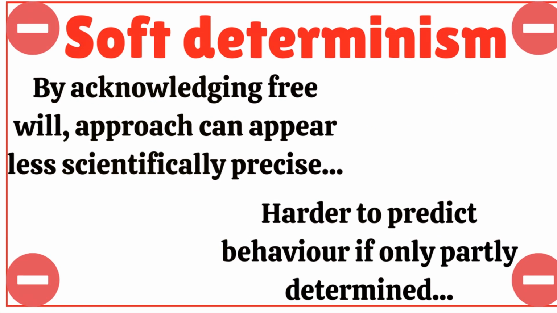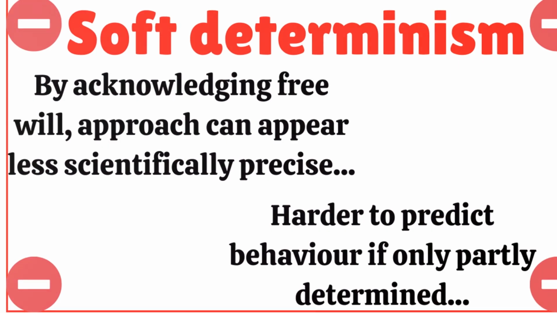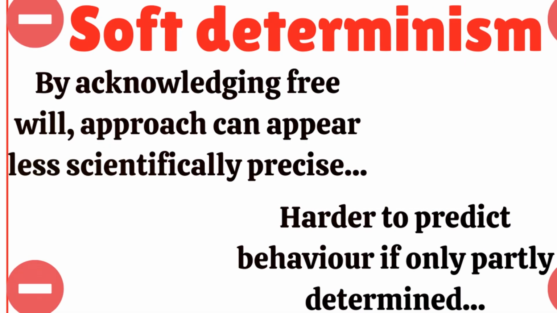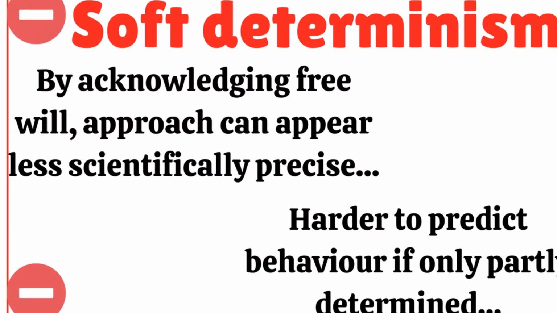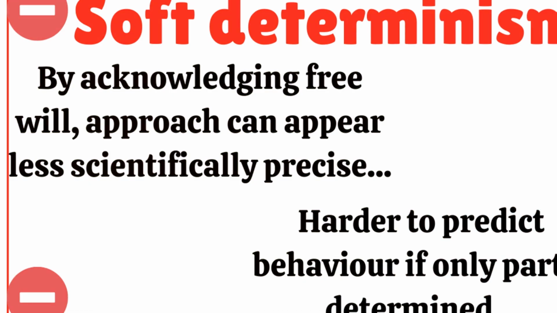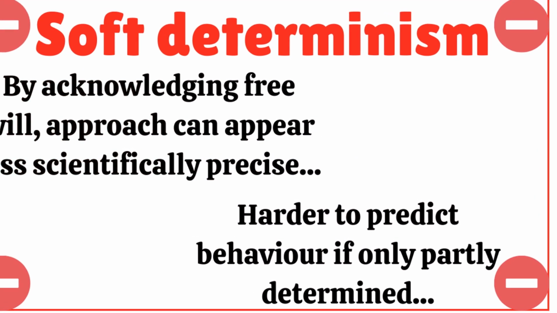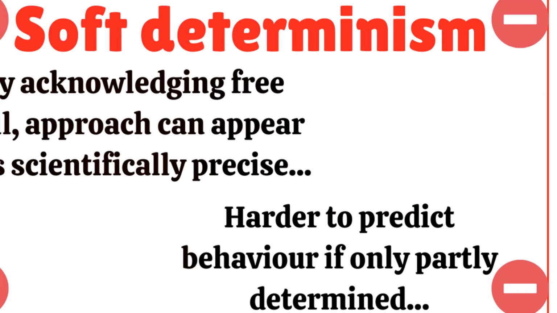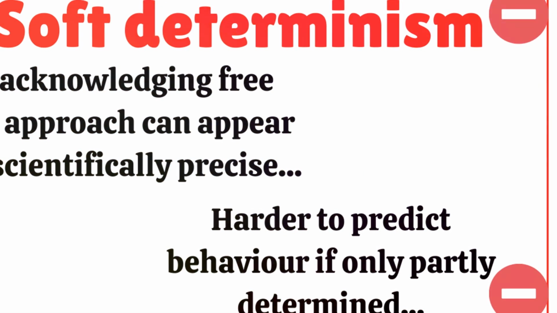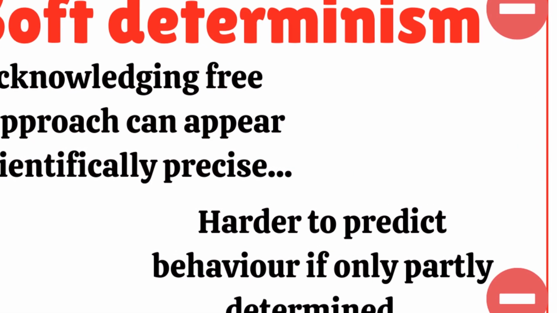However, it can also be considered a weakness, because by acknowledging both determinism and free will, the approach may appear less scientifically precise. Predicting behavior becomes more difficult if it is only partly determined, which can limit the approach's ability to generate consistently testable hypotheses.